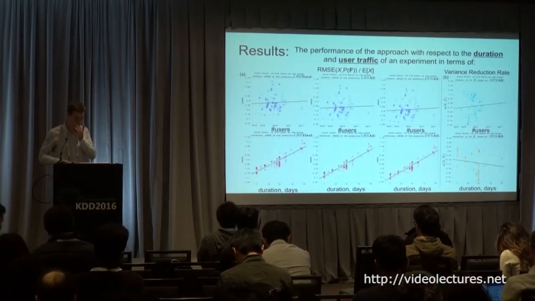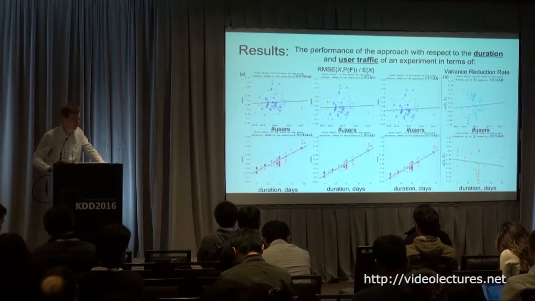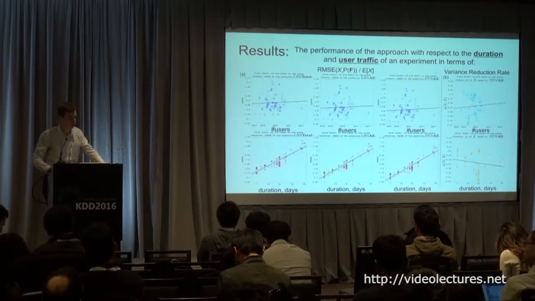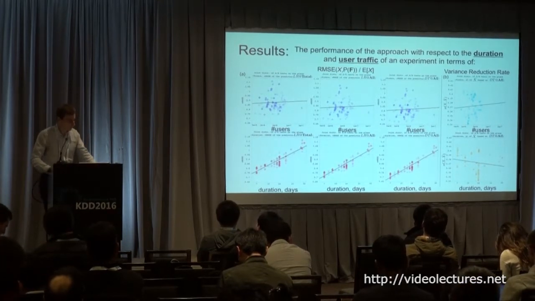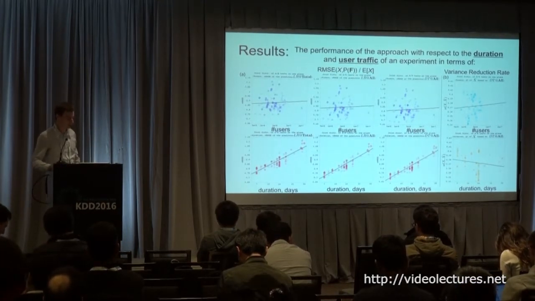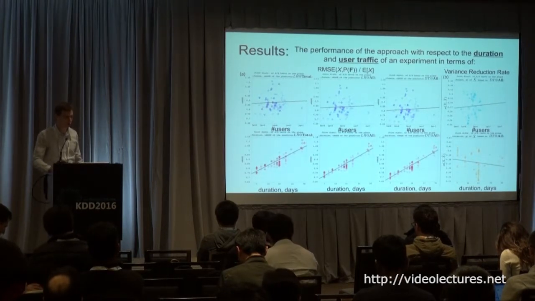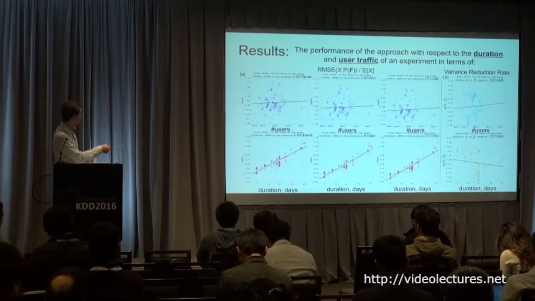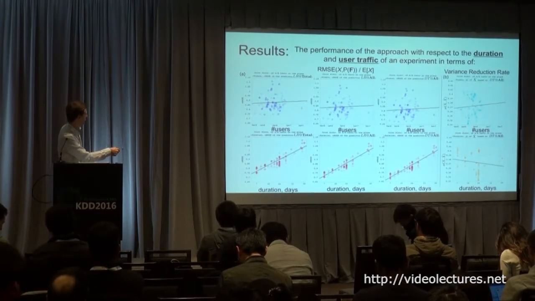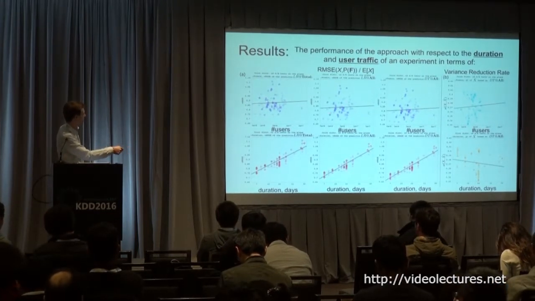Finally, we demonstrate the performance of the approach with respect to the duration and user traffic of an A/B experiment in terms of both normalized root mean square error and variance reduction rate. We see that on the one hand, both prediction quality and variance reduction have very low dependence on the number of users participating in an A/B experiment. It is, in these charts, approximately the same for different numbers of users.